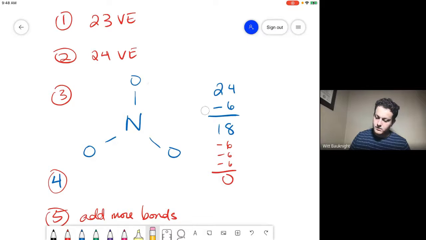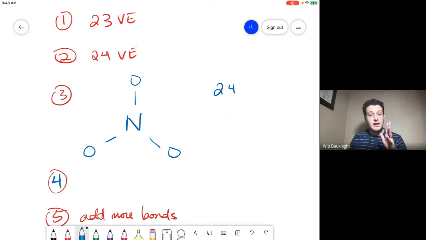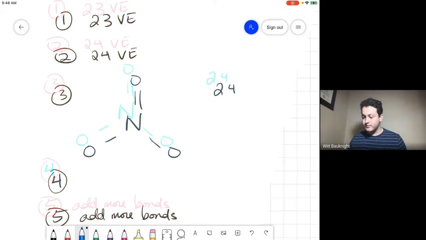All right. Now, some of y'all might be picking up, we need to add another bond. There are 3 places we could put this. That is a huge indicator that we have resonance structures. But we're not going to go into that in this video.